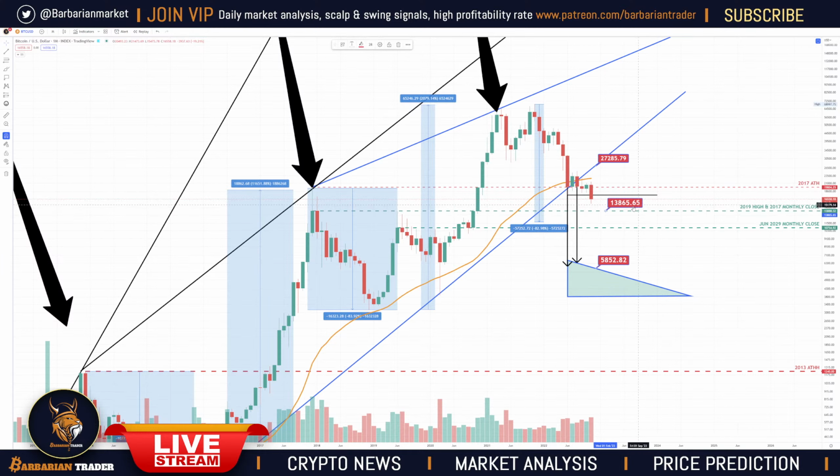Okay, so for support, let's mark here on the monthly support, as I said, this 2019 high, and it's exactly where also the monthly close. Okay, so it's matching with this 2019 high and the monthly on 2017 close. All right, month close, month opening. And below we have this June monthly close. All right, this one, which was also pretty disputed, if you can see. So I will put also a price level here. All right, 10,000.